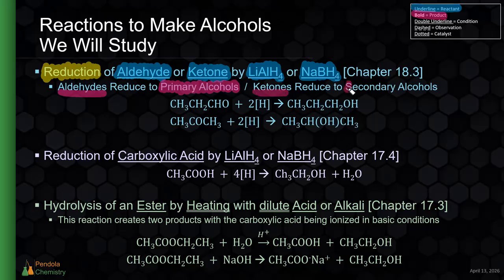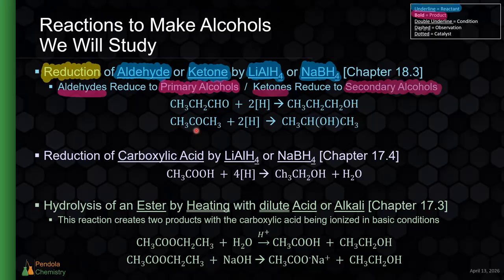So depending on which type of functional group we reduce, whether it's an aldehyde or a ketone, we'll get a different type of alcohol, but an alcohol nonetheless. So if we were to reduce something like propanal, CH3CH2CHO, with our reducing agents, which we're just going to simplify as hydrogen in brackets, we will get a primary alcohol like 1-propanol.